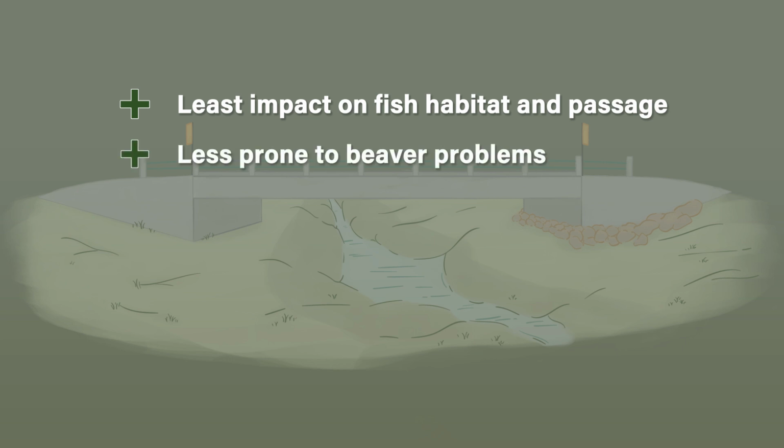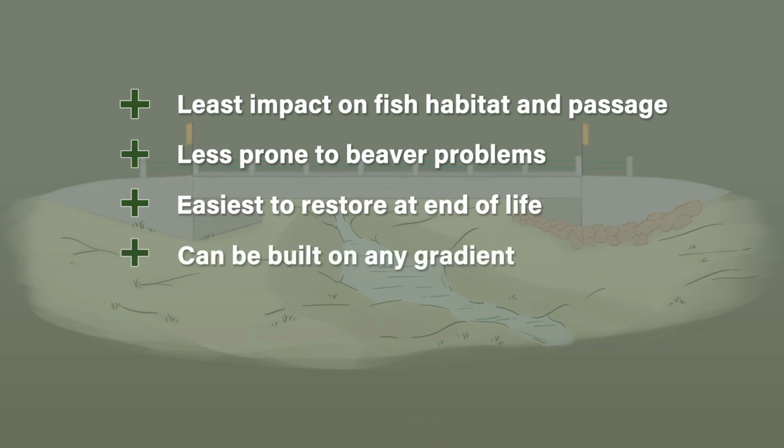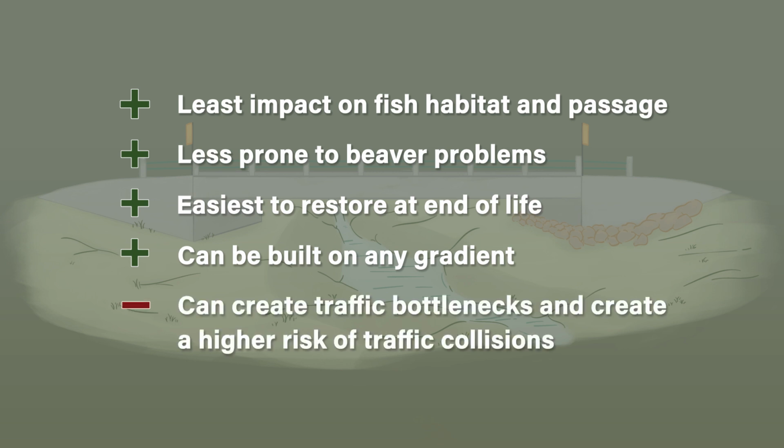Key attributes of clearspan bridges include: they have the least impact on fish habitat and passage, are less prone to beaver problems, are easiest to restore at end of life, and can be built on any gradient. However, they can create traffic bottlenecks and create a higher risk of traffic collisions.